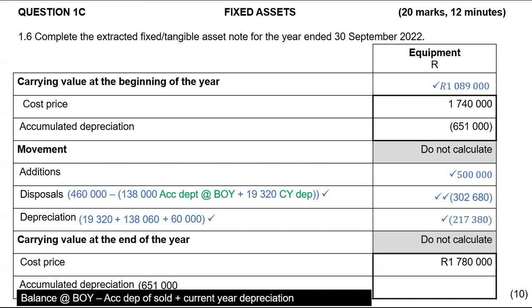Right? So you take the opening balance, which was given to you already, 651,000, you minus accumulated depreciation of the asset that was destroyed, which is 157,320. I hope I said it right the last time. And then we're going to add the depreciation. So depreciation increases accumulated depreciation. Guys, by now you should get it, okay? Accumulated depreciation is a bin. In that bin, you throw garbage, which is depreciation. So the more you depreciate it, the higher the accumulated depreciation.